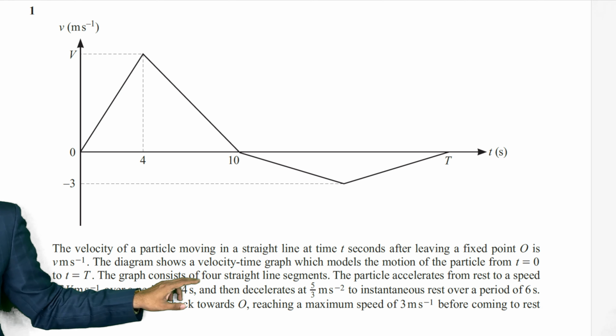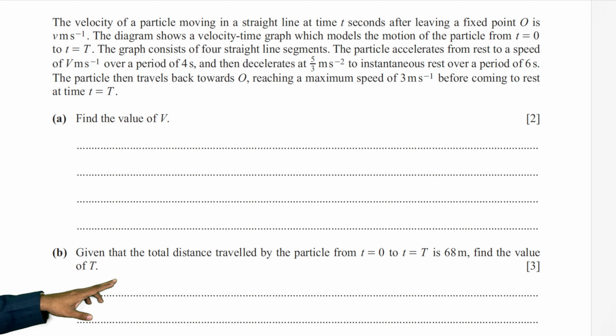Now in the second part of this question, it is given that the total distance traveled by the particle from time 0 to time t is 68 meter. Find the value of t. Now let us go to the solution. I will show you the solution.